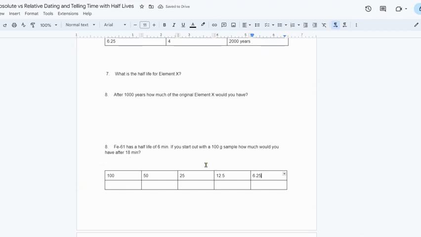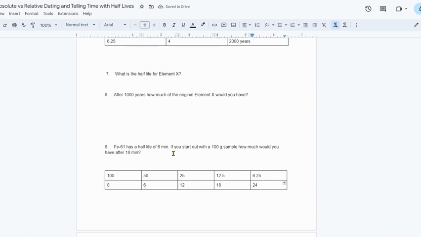These guys are cutting in half. This would be at 0 minutes. The half life, remember, is 6 minutes. At 0 minutes, I'm going to have 100%. After 6 minutes, I have half of my original. Another half life, okay, right here, I have 12 minutes, 18 minutes. And then after 24 minutes, I would have 6.25 grams.